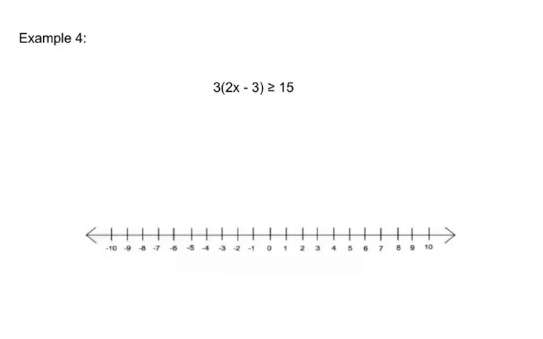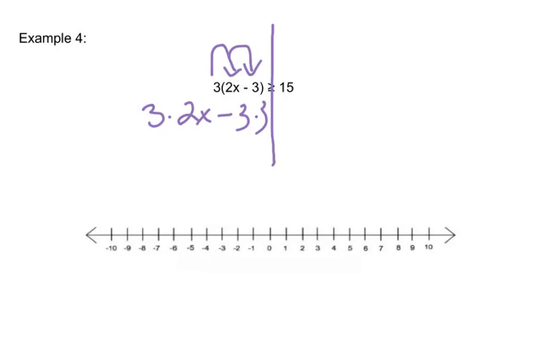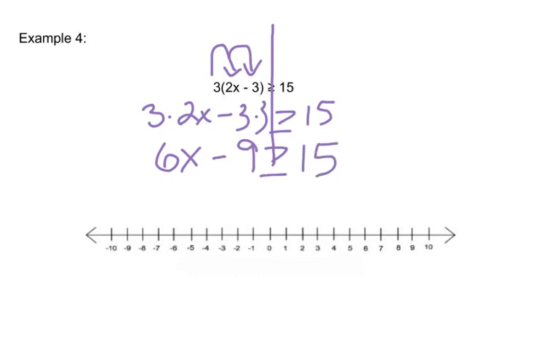Here's another example of solving an inequality. This time we have some parentheses on the left-hand side, so we have to distribute. So remember, distribute means to take the factor outside and multiply it by both things inside. So 3 has to be multiplied by 2x, minus 3 has to be multiplied by 3. It's greater than or equal to 15. So that's 3 times 2 is 6, so that's 6x, and 3 times 3 is 9. So that's minus 9, greater than or equal to 15.